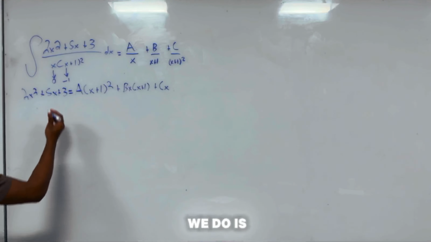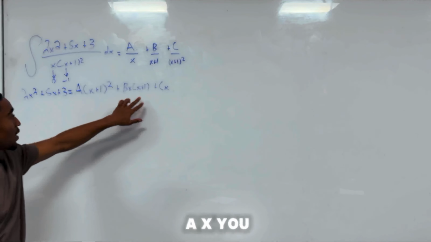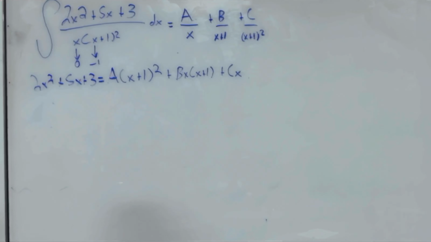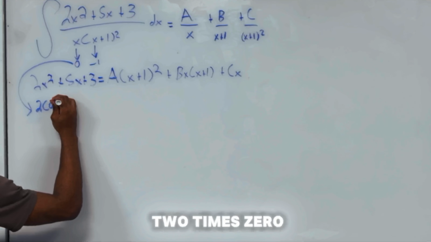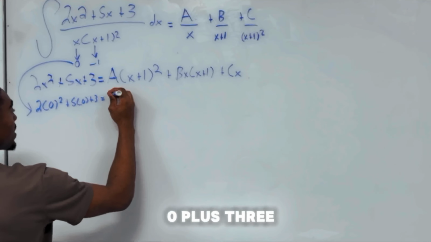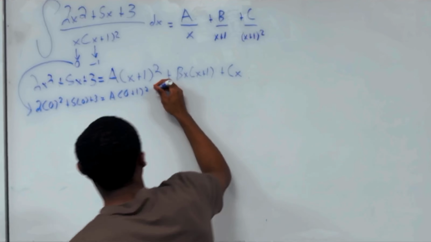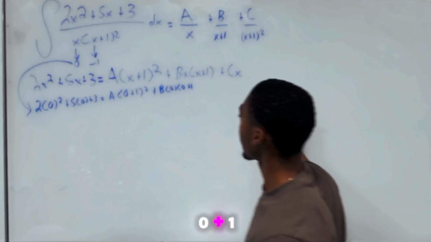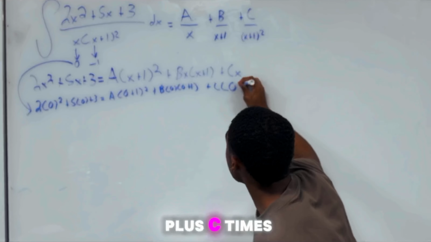And then, what we do is we plug these values that we solved in for our x. Everywhere you see an x, you plug in one of these numbers, but you start with them one at a time. So first we're going to start with 0. So I'm going to bring this down here, plug it in: 2 times 0 squared, plus 5 times 0 plus 3 equals a times 0 plus 1 to the second power, plus b times 0 times 0 plus 1, plus c times 0.